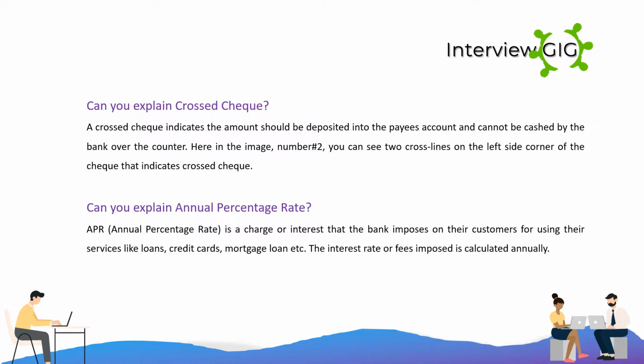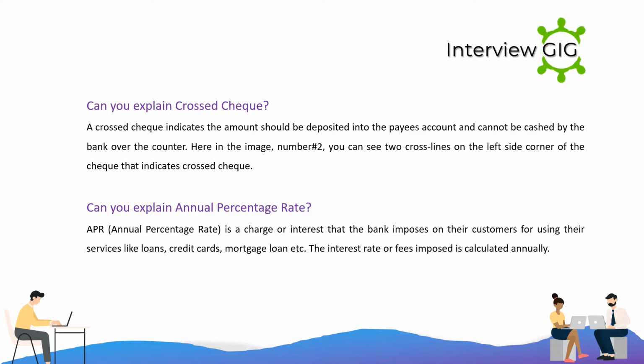Can you explain cross-check? A cross-check indicates the amount should be deposited into the payee's account and cannot be cashed by the bank over the counter. Here in the image, number 2, you can see two crossed lines on the left side corner of the check that indicates a cross-check.